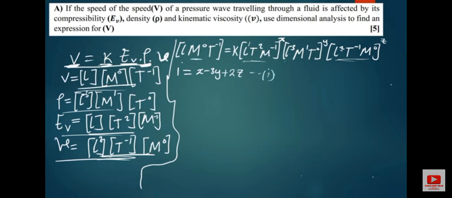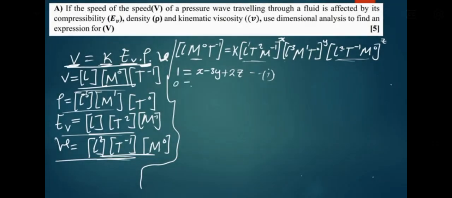We move on to the powers of m. The power of m on the left, we have 0. Then the power of m in the first part is -1, -1 times x, we get -x. Then the power of m in the second set of brackets is +1, 1 times y, we have +y. Then the power of m here is 0, so 0 times z will just give us 0. So this is going to be our second equation.